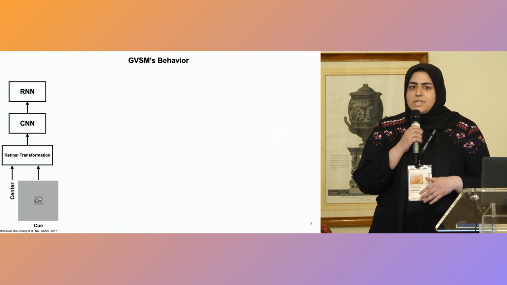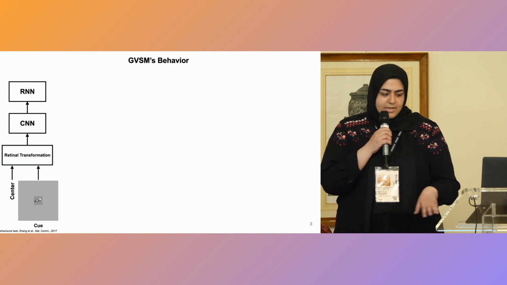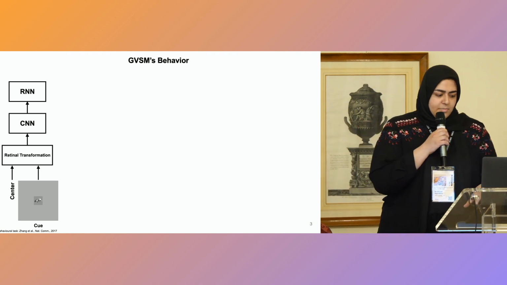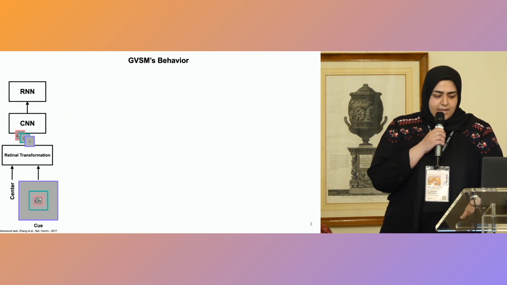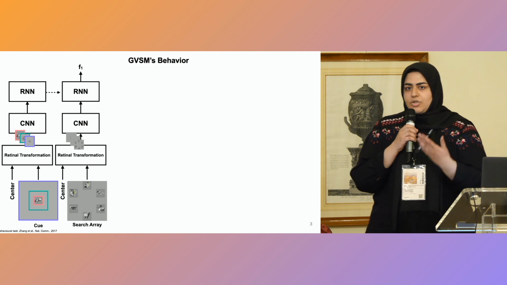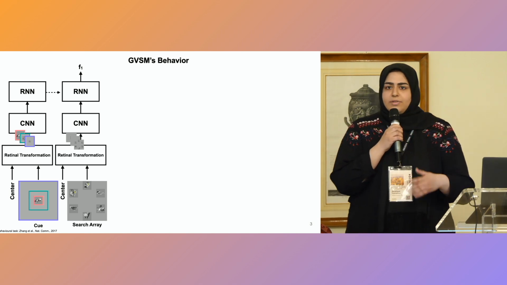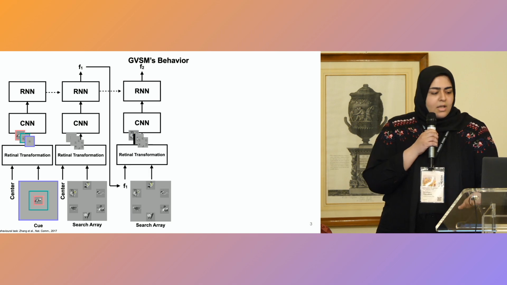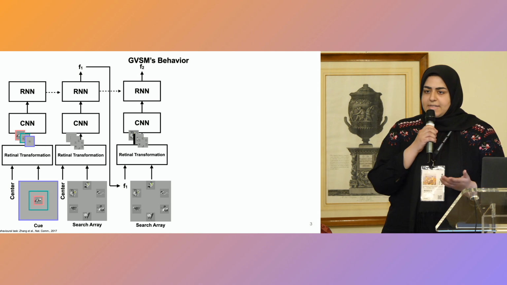We followed the same stimulus configuration as the human psychophysics experiments in Zhang et al. 2017. At the first time step, the Q frame fixated at the center is shown to the model. At the next time step, the search array is shown for the first time to the model, initially fixated at the center, and the RNN generates the first fixation location. This process goes on until the model finds the target or the maximum number of steps is met.